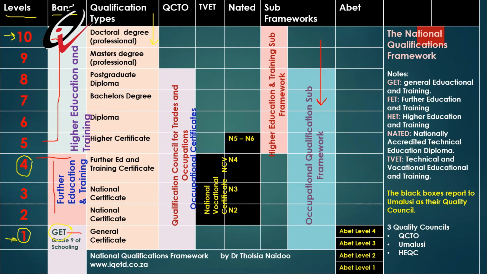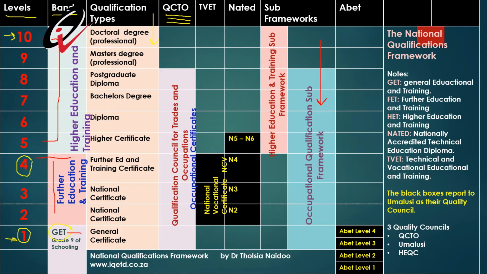So we have 3 quality councils in South Africa. The 3 quality councils are all responsible for the design and development of qualifications and the quality assurance of those qualifications. Let's take the first one, and that's the QCTO. What does QCTO stand for? It stands for Quality Council for Trades and Occupations.